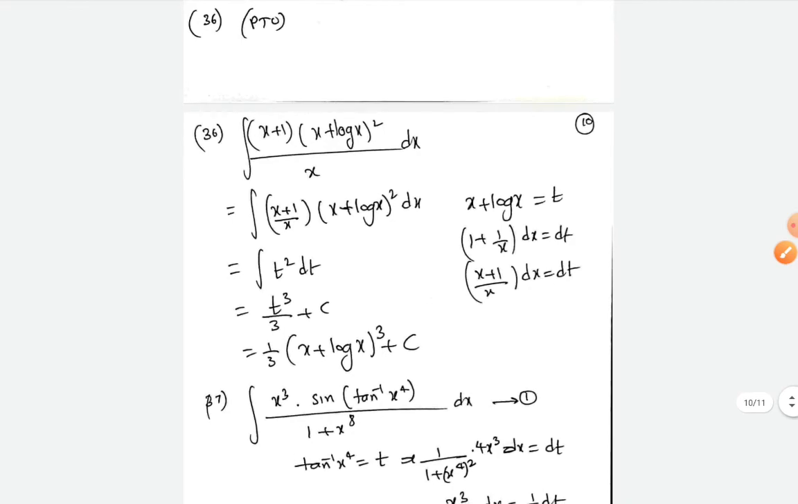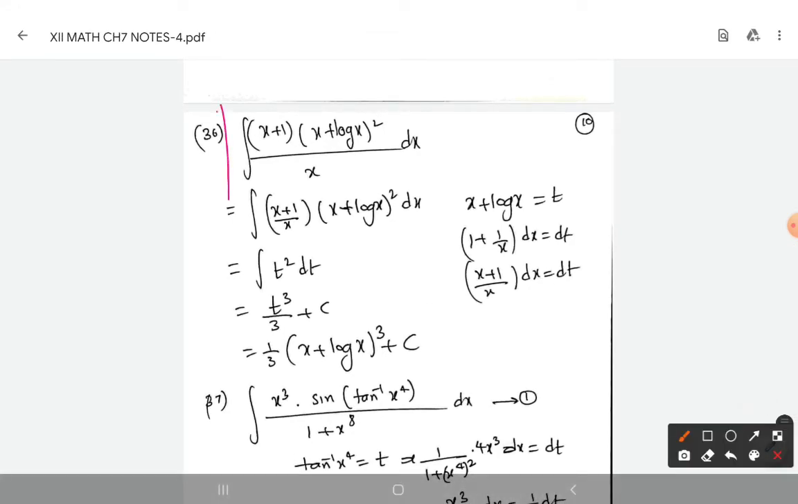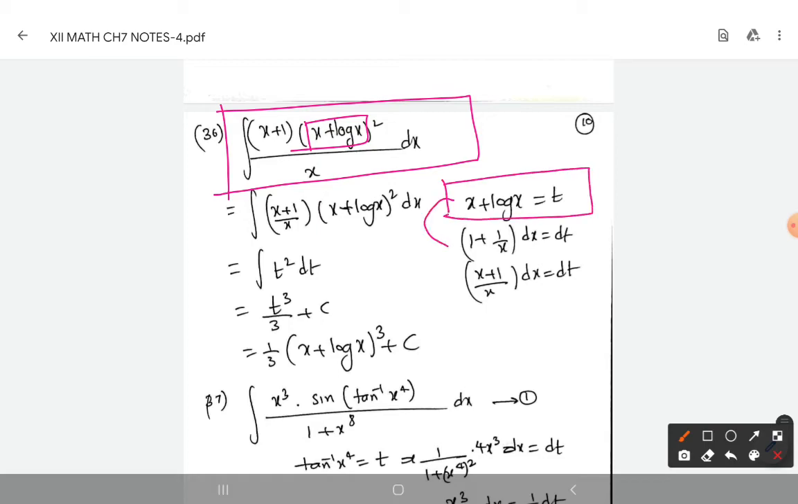36th question, see, x plus 1 into x plus log x whole square by x into dx. It looks complex, so try to take this x plus log x as t and try differentiating. The derivative of x is 1, the derivative of log x is 1 by x, into dx is equal to dt. So 1 plus 1 by x will be x plus 1 by x into dx, which is equal to dt, because of simplification.